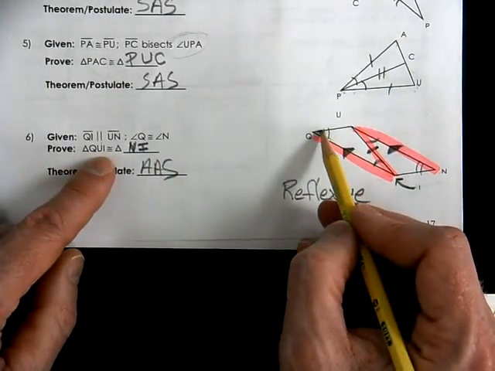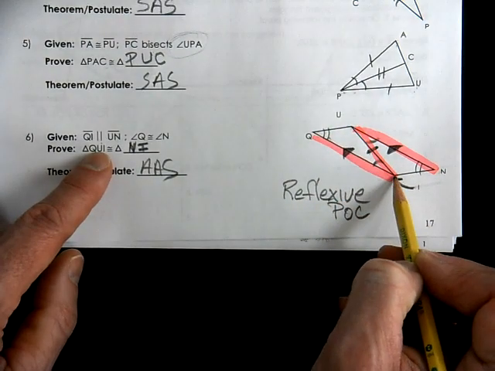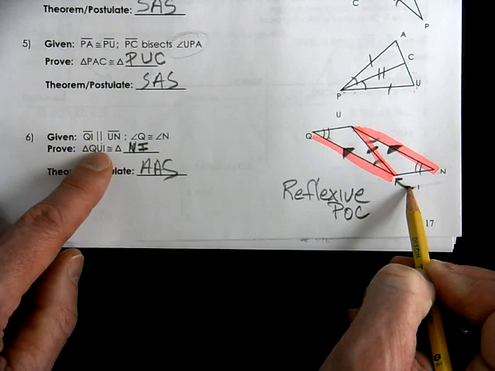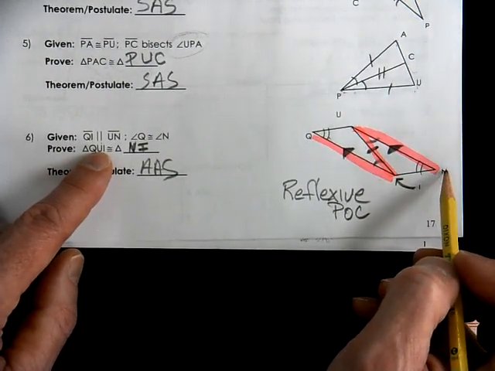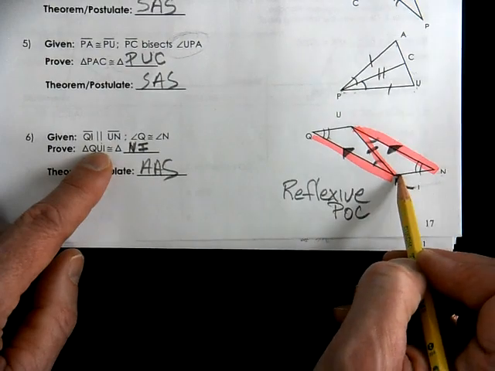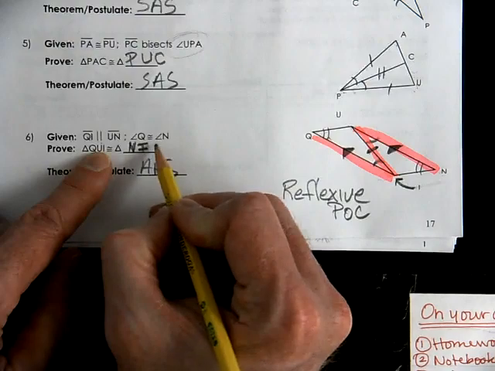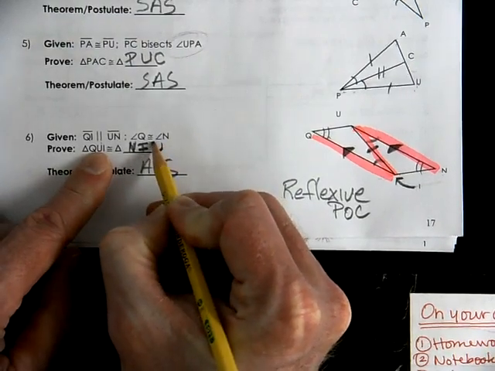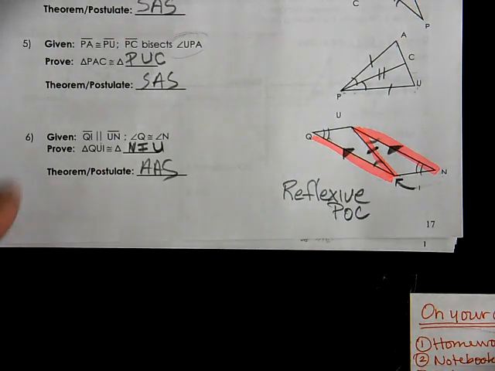Then, in our main name, we went down the shared reflexive side to point I. So in this bottom triangle, we went from N to I. We have to go down our reflexive side to U. Try to be sure that looks like a U and not a V. So that would be NIU.